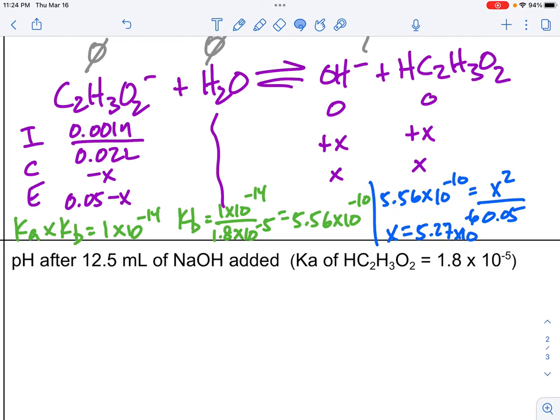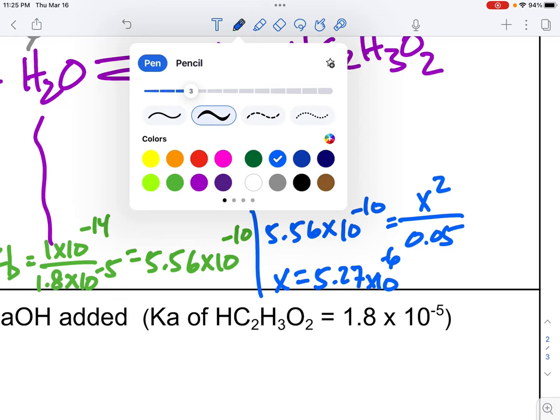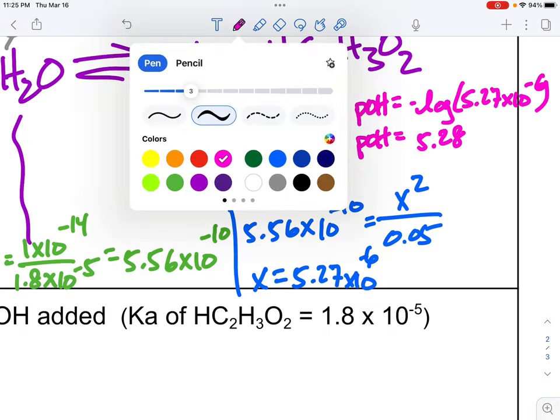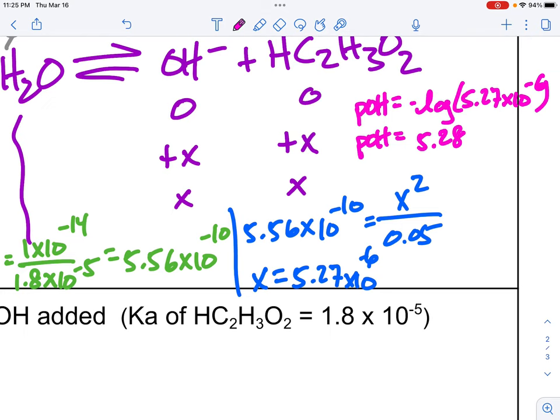Now, we want to remember that our X value is the hydroxide. So when we take the negative log of this value, we're getting our pOH. So for the pOH, I'm getting the negative log of that value of 5.27 times 10 to the minus 6. The pOH is equal to 5.28. And if our pOH is 5.28, we're going to subtract 14 minus that, and we get 8.72.